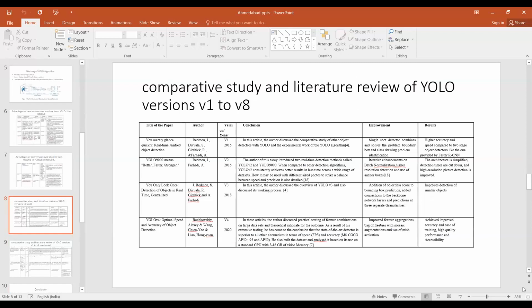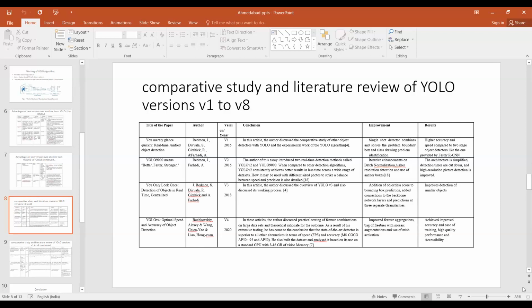So let us move to the comparative study and literature review of YOLO versions V1 to V8. This table will explain the comparative study and literature review of all the versions, which includes the conclusion of the referenced research paper, improvements from version to version, and the result. In the first paper, the author discussed the comparative study of other object detectors with YOLO and experimental work of the YOLO algorithm.